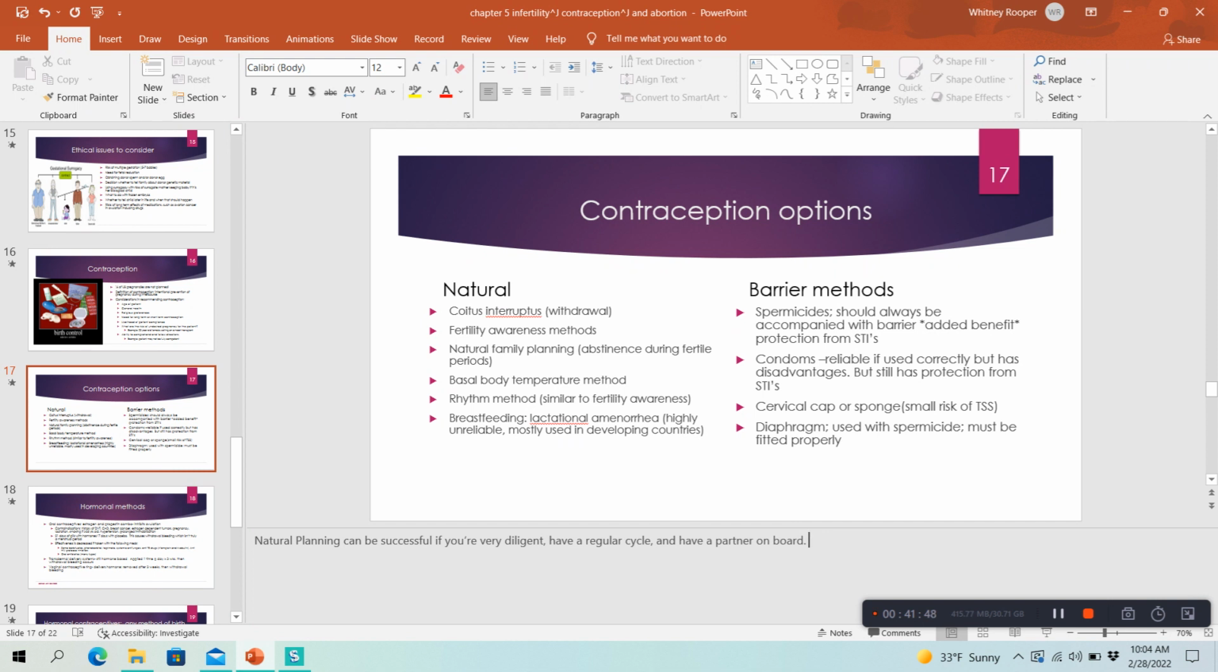There are several different ways to do this, but basically it boils down to abstinence during fertile periods. So we may use the basal body temperature method. We may use the rhythm method, which is, again, fertility awareness.